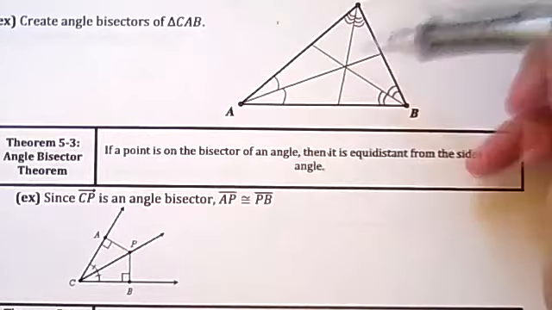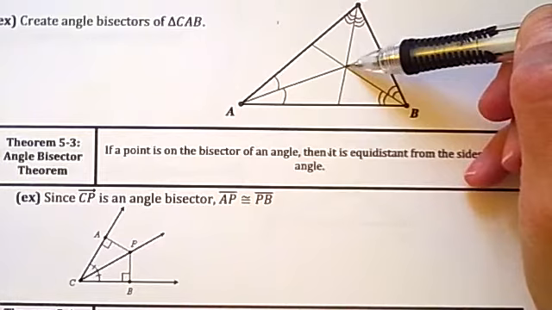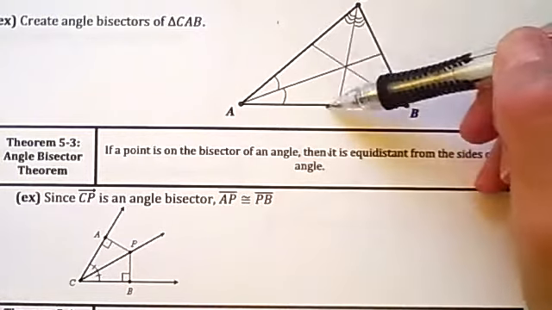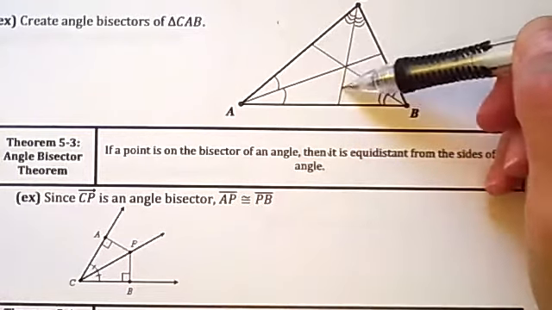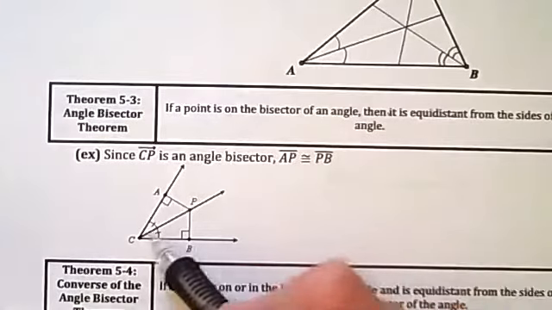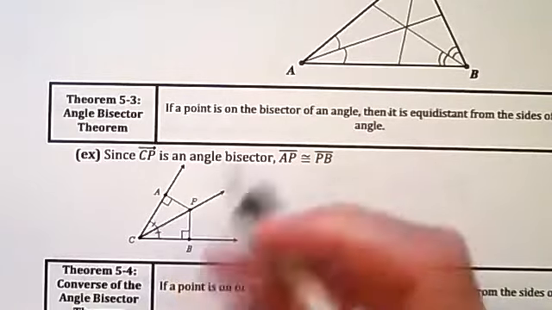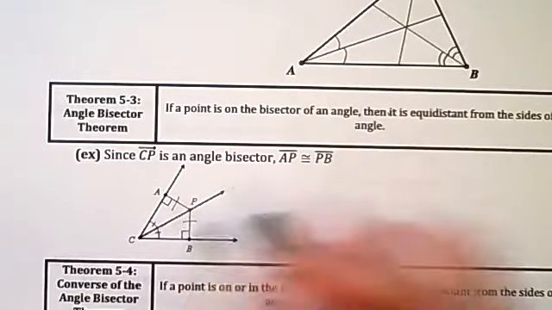So that would mean, say for example, this point here is equidistant to the sides. So these are the sides of the angle. So these 2 segments would be congruent. So looking down here, since CP is an angle bisector, which I can tell from these markings here, this would be congruent to this.